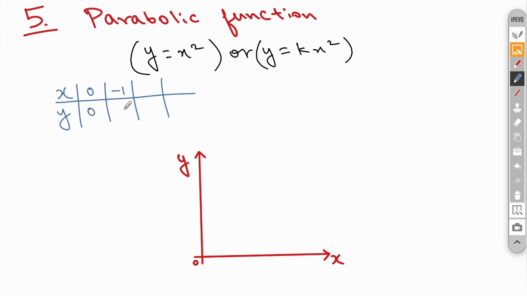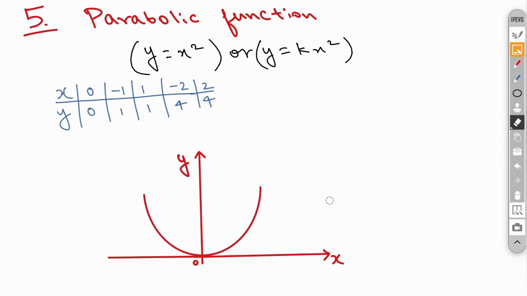For x equal to 0, minus 1, 1 and minus 2, and also 2, we got y as 0, 1, 1, 4, 4. So we'll draw how the graph will look like for different values. So it will look something like this, right? This is the graph for parabolic function whose equation is y is equal to x square. We'll get similar graphs for y is equal to kx square, where k can be anything among positive constants.